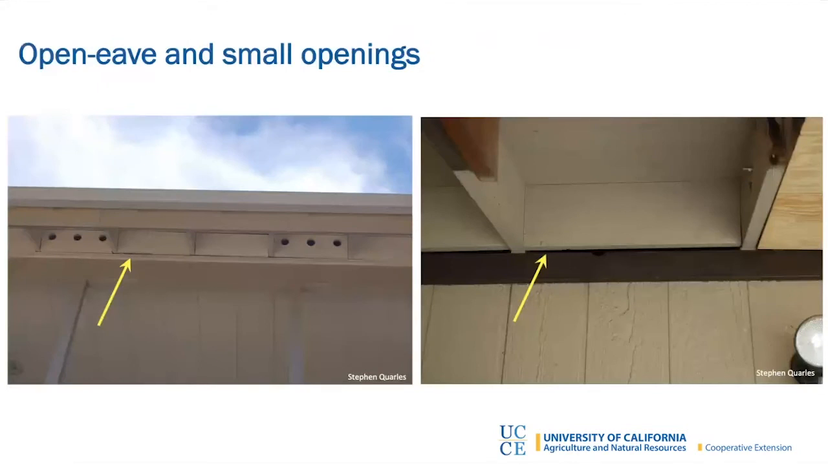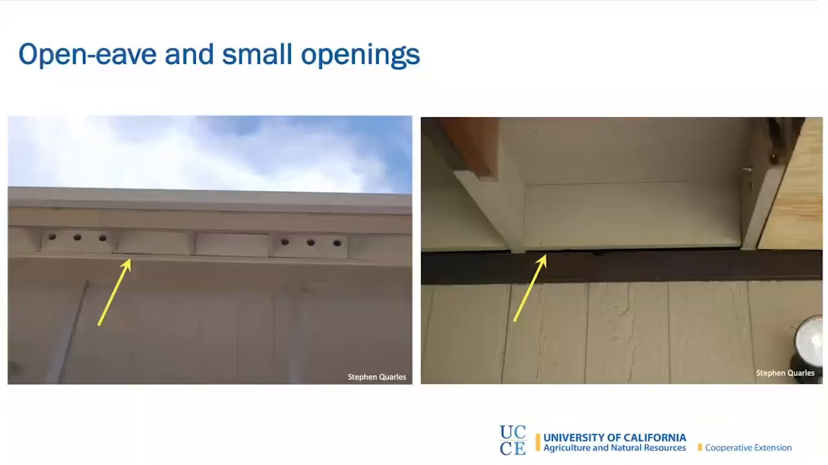Another thing that makes open eave designs more vulnerable is that you can have more small openings between where the blocking and the rafters meet. And I've incorporated a couple of yellow arrows in both of these right-hand and left-hand pictures showing where these gaps can occur. So embers can enter into the attic space through these places, and they can also just accumulate in those spaces, potentially igniting the wooden members in these areas.